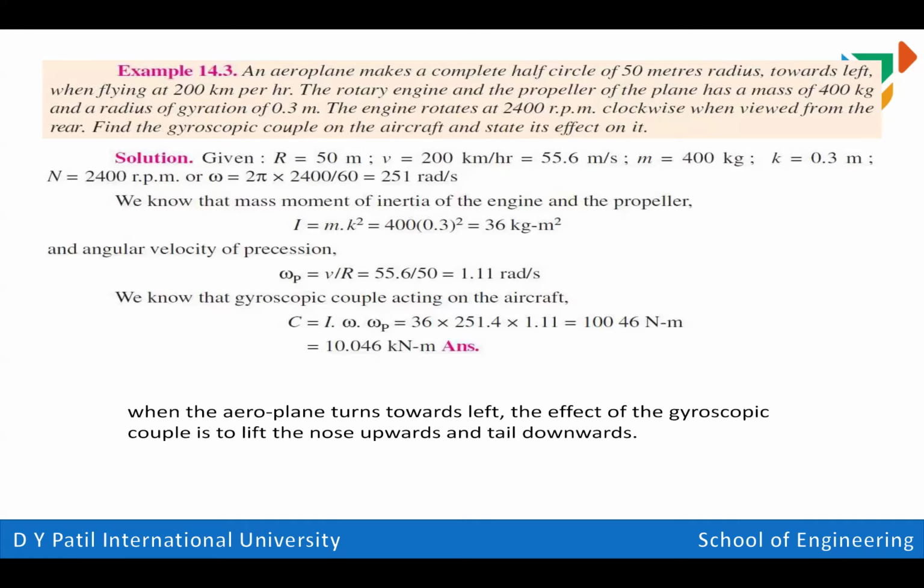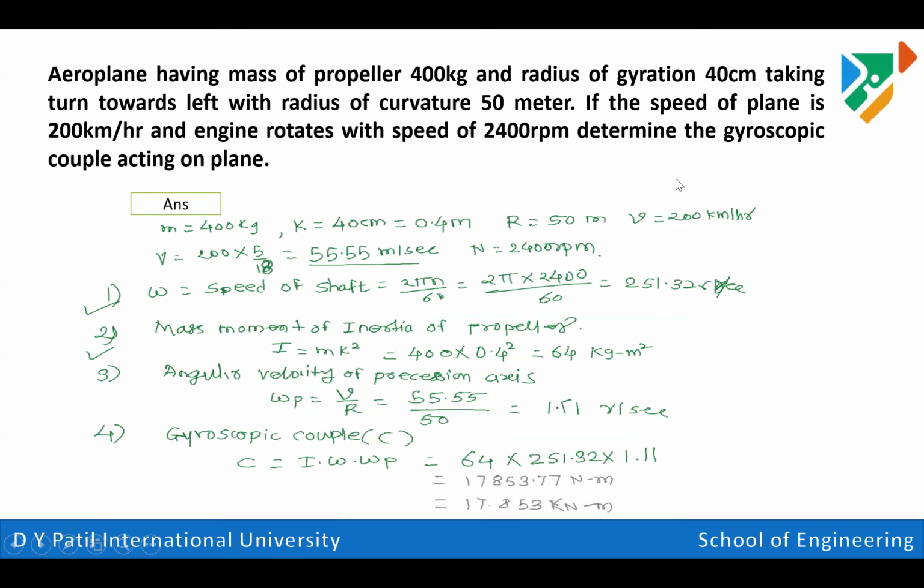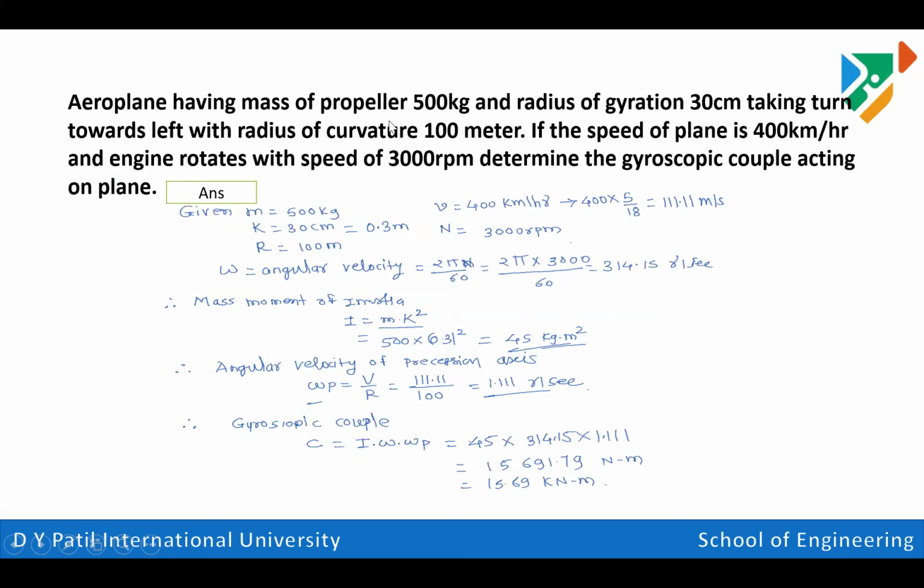Second question, just look at the next example. So this was the next question. Now an aeroplane having mass of 500 kg, radius of gyration 30 centimeter, is taking a turn towards left with radius of curvature 100 meter. The speed of the plane is given as 400 km per hour and the engine rotates at a speed of 3000 rpm. We have to determine the gyroscopic couple acting on the plane.